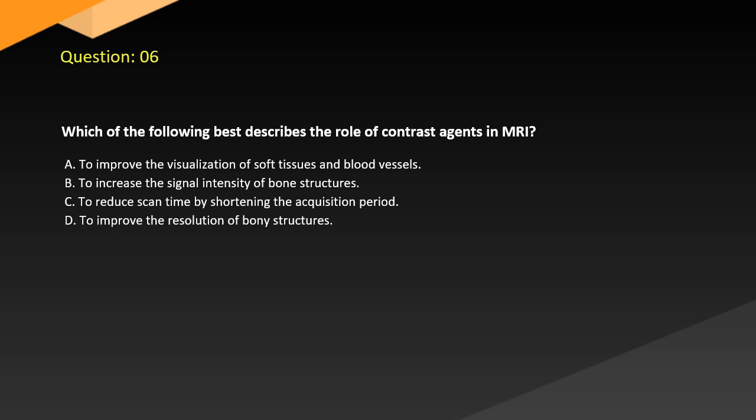Question 6. Which of the following best describes the role of contrast agents in MRI? A. To improve the visualization of soft tissues and blood vessels. B. To increase the signal intensity of bone structures. C. To reduce scan time by shortening the acquisition period. D. To improve the resolution of bony structures.